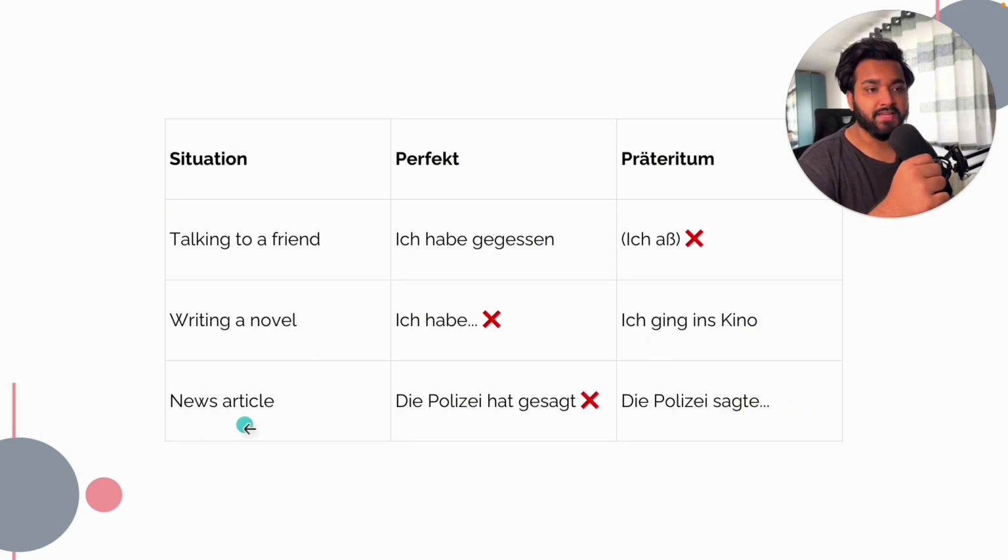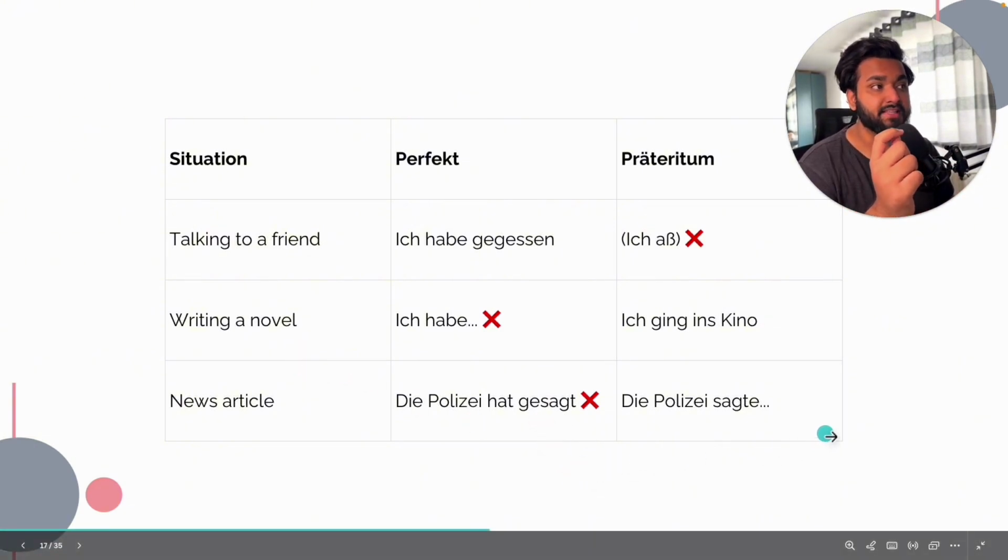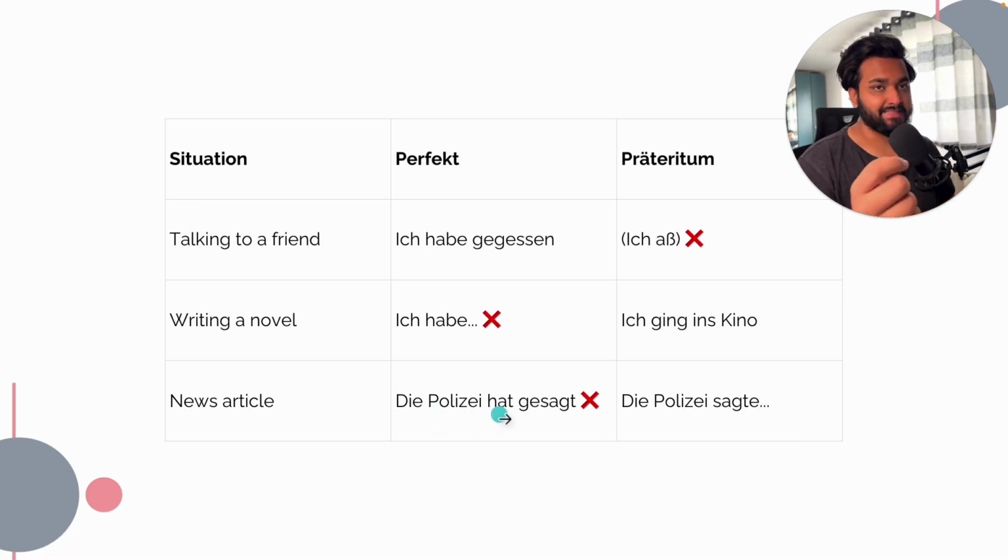And next we have the news article. This is the same as novel writing because in written German you can't use the perfect form. You always have to use the Präteritum form. So "die Polizei hat gesagt" is wrong. In a news article, you can't find any sentence like that. You will always find a sentence like die Polizei sagte. Okay, sagte came from the verb sagen.